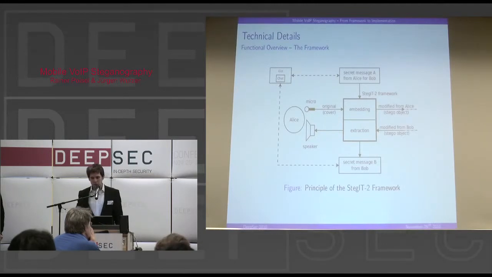And on the other side, the framework is also able to receive a Stego object from another framework, so it's the same framework, and it extracts the information and brings the so-called cover medium back to Alice. So Alice is on the one side a producer of the cover medium, and on the other side, she is a consumer of a Stego object from the other side.